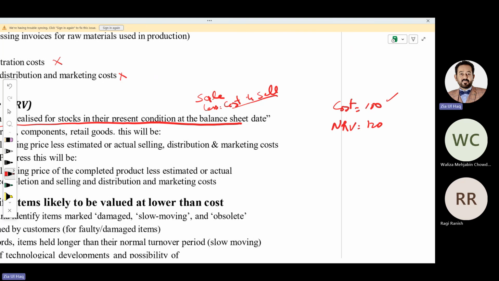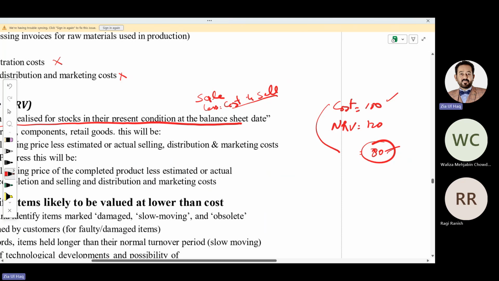But for damaged, obsolete, slow moving units, their cost is 100, but damaged units you cannot sell at a profit. You will try to reduce your loss. You will try to clear this inventory. Might be you are selling at 80 or 70, especially at discounts, if it is out of fashion or obsolete, so that you can recover at least some part of the cost. So they should be stated on NRV.